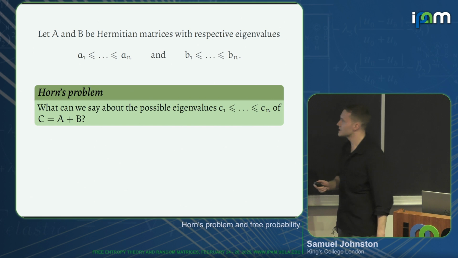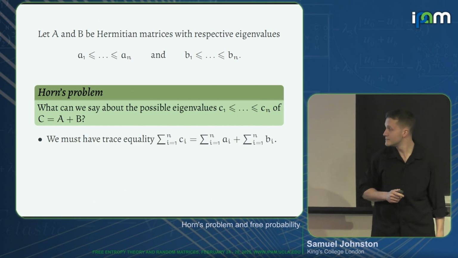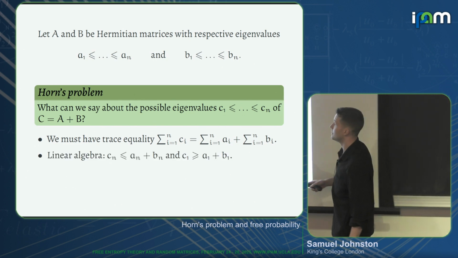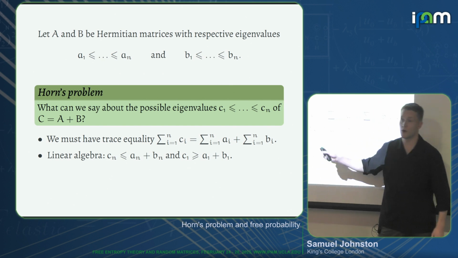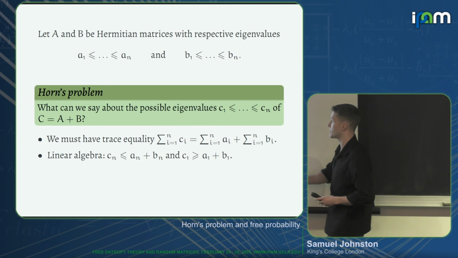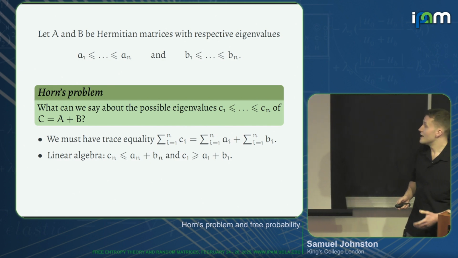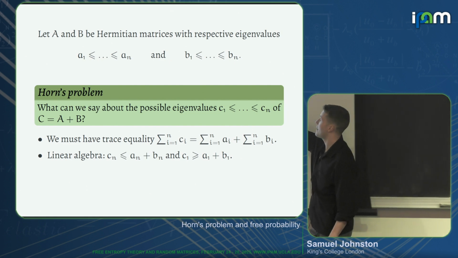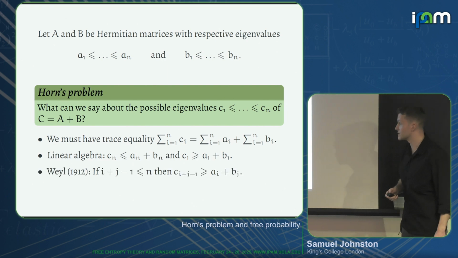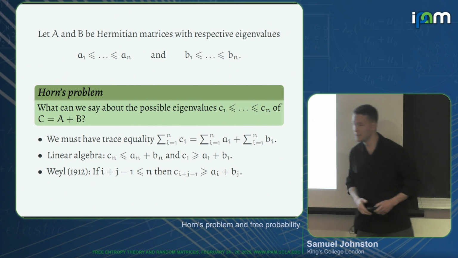Well, if you think about this, it has to be the case immediately that these c_i have to satisfy a trace equality. And it's a basic linear algebra exercise you can do to check that the largest of the c_i is controlled by the largest a_i and the largest b_i. And likewise, you can say something similar about the smallest of the c_i. There are a bunch of other inequalities that these c_i have to satisfy involving the coordinates of the a_i and the b_i. For example, Weyl showed in 1912 that this inequality is satisfied.